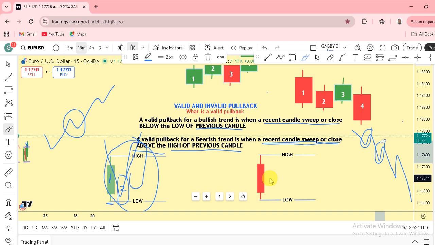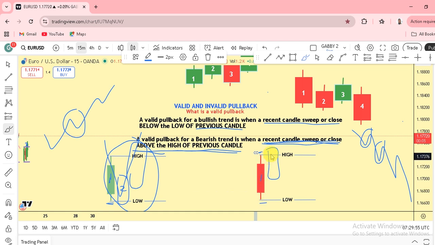In a bearish trend, according to our definition, we say a pullback occurs when a recent candle sweeps or closes above the high of the previous candle. So this is the high and this is the low. This becomes our candle one, which is our previous candle. When we create another candle like this, it becomes our recent candle, and this recent candle closes above the high of this previous candle.